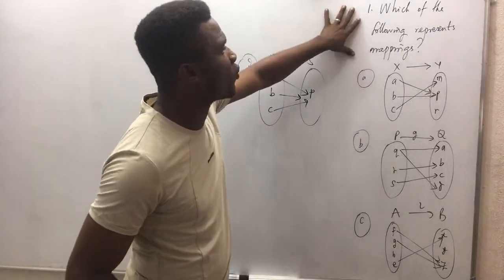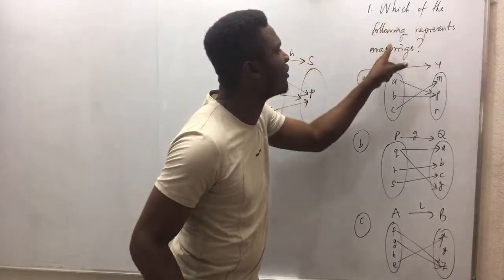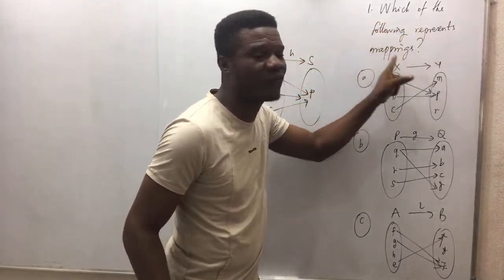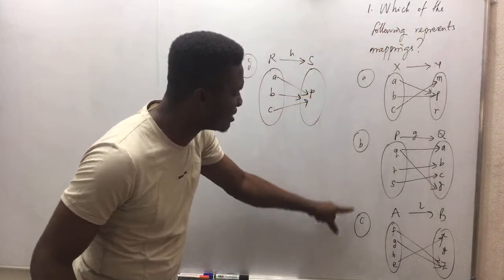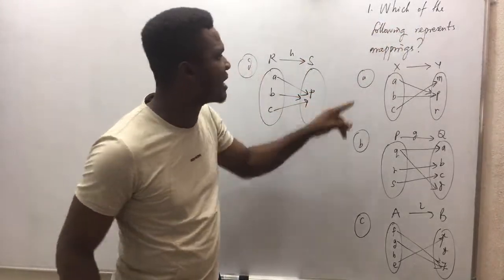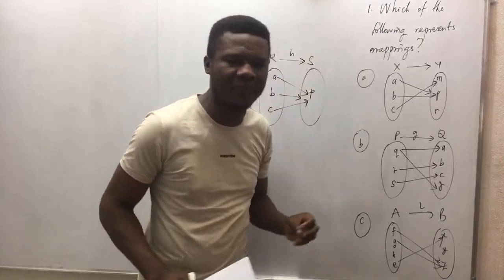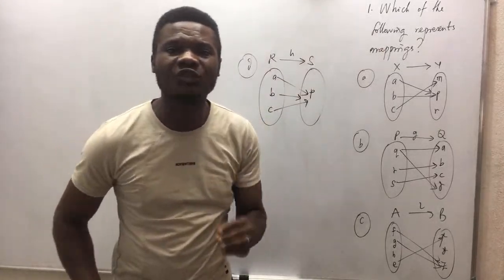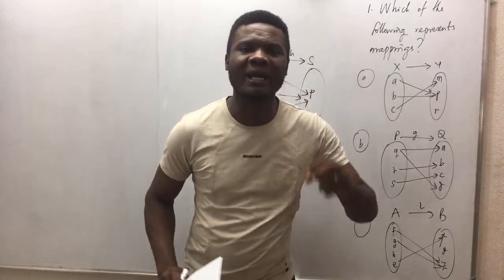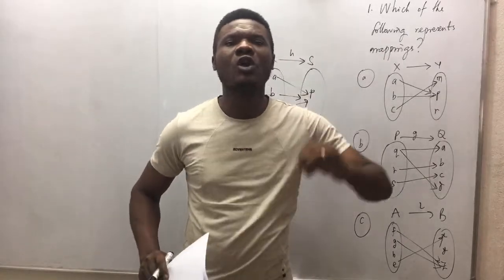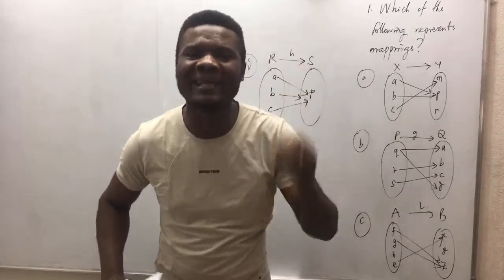Now, question number 1 says, which of the following relations A, B, C, and D represents mappings? Which of them represents mappings? Now, I'm going to be answering the question. If you have a pen and a paper, please take note of the answers and why they are so.